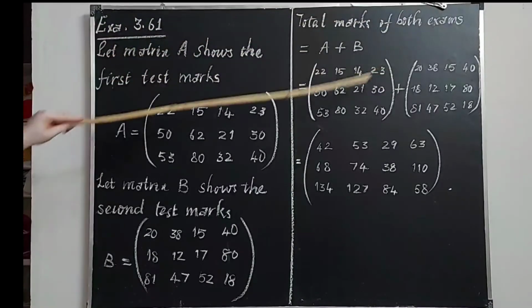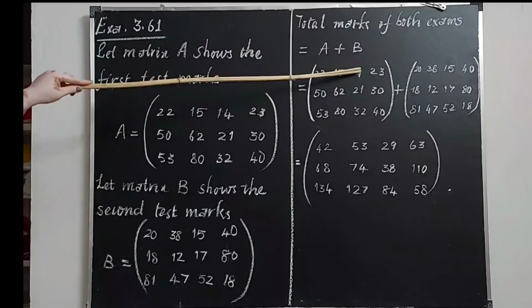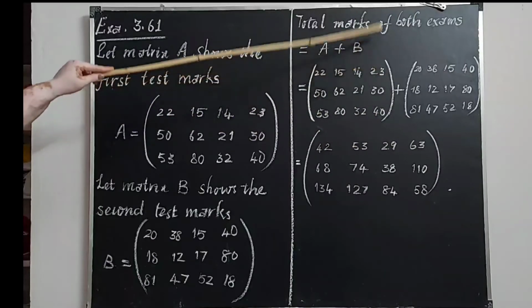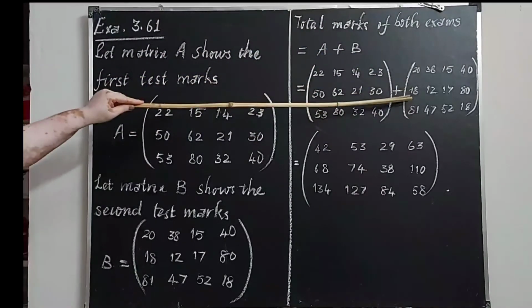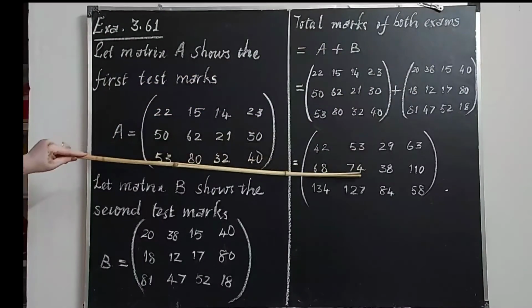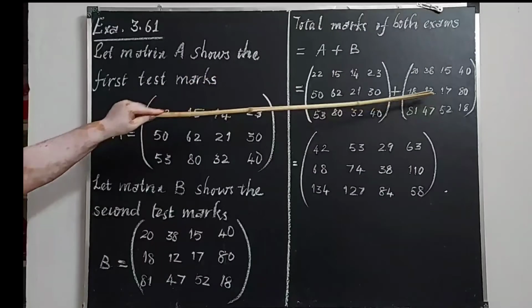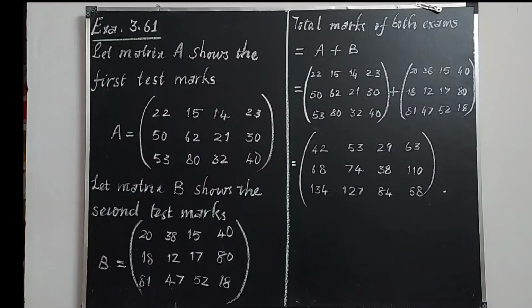22 plus 20, 42 total mark. And 15 plus 38, 53. 14 plus 15, 29. 23 plus 40, 63. Then 15 plus 18. Second row, first column, 68. 62 plus 12, 74. 21 plus 17, 38. 30 plus 18, 110. 2 rows are over.